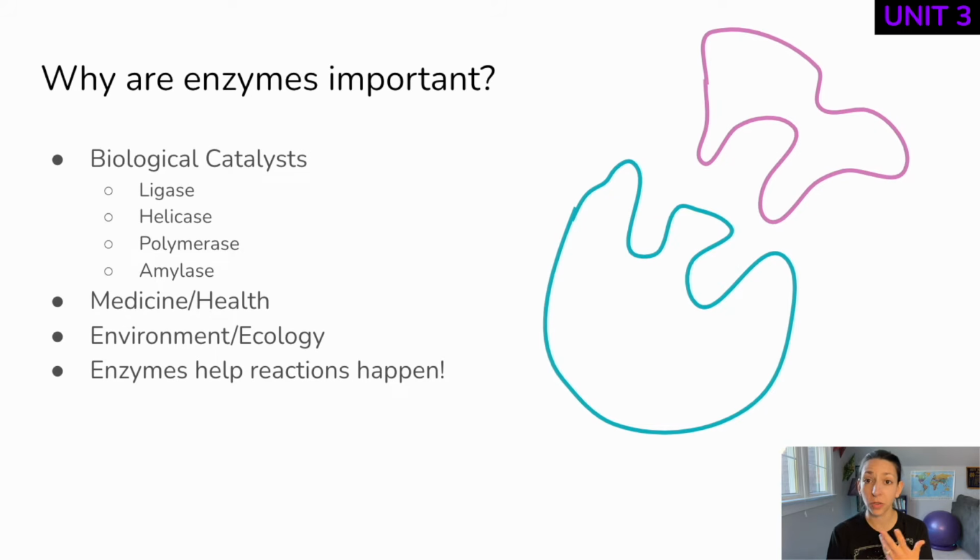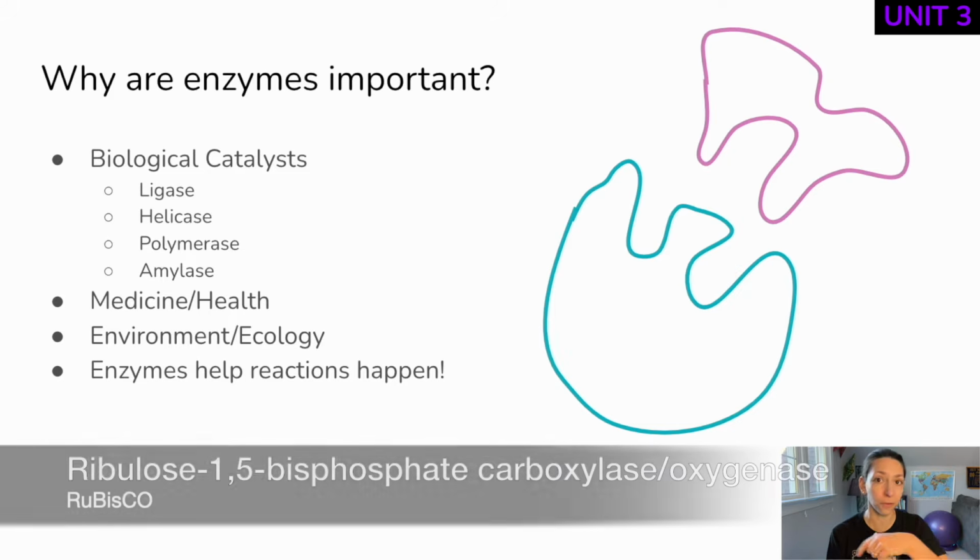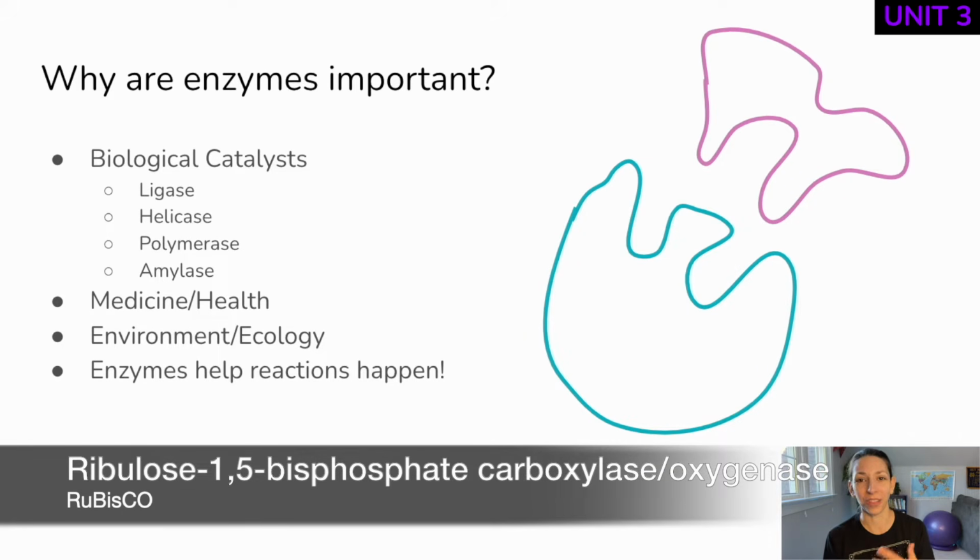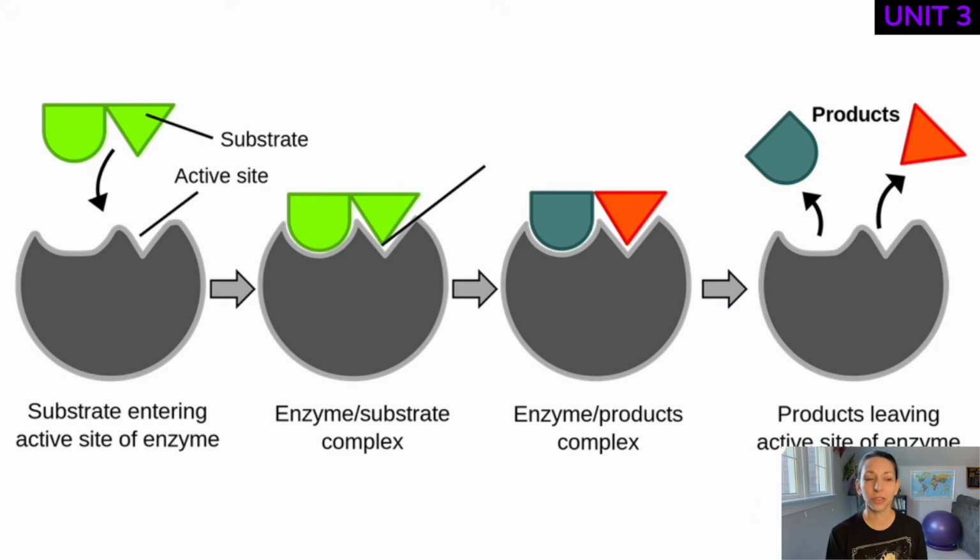Now, one key way to recognize an enzyme, even if you've never seen it before, is the letters ASE. Now, not every enzyme ends in the letters ASE, but many do. Even things like Rubisco, their full name is a word that ends in ASE as well. Let's take a closer look at a basic enzymatic reaction. So we have an enzyme, which remember are proteins.